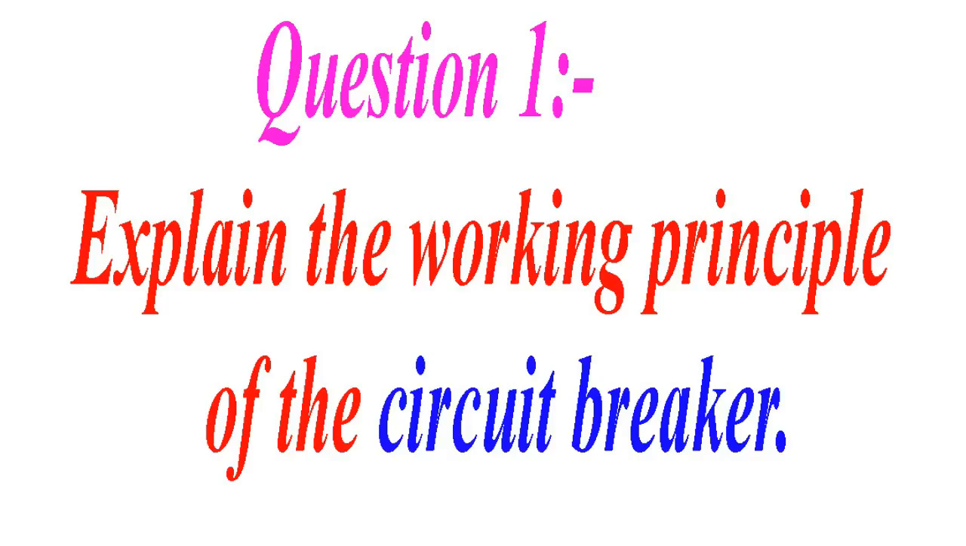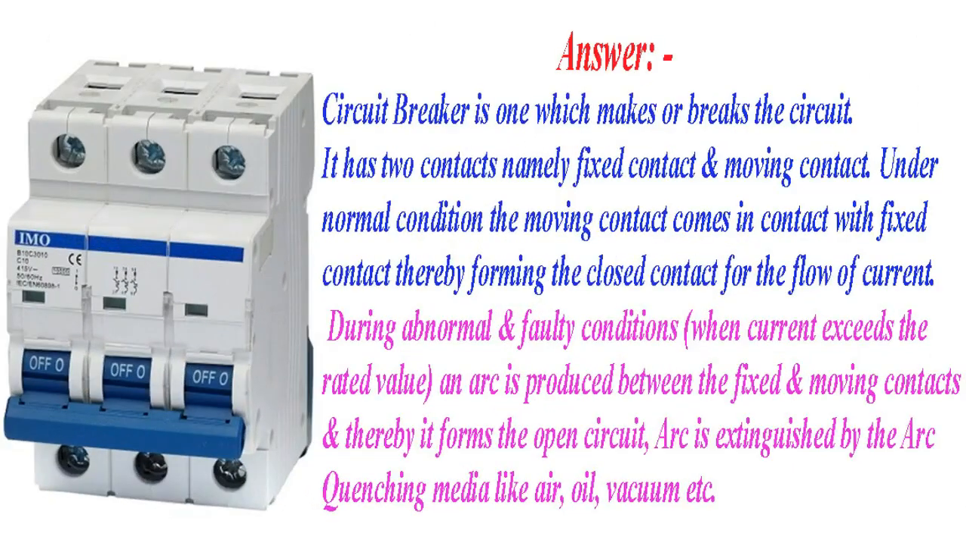Explain the working principle of circuit breaker. Circuit breaker is one which makes or breaks the circuit. It has two contacts, namely fixed contact and moving contact.